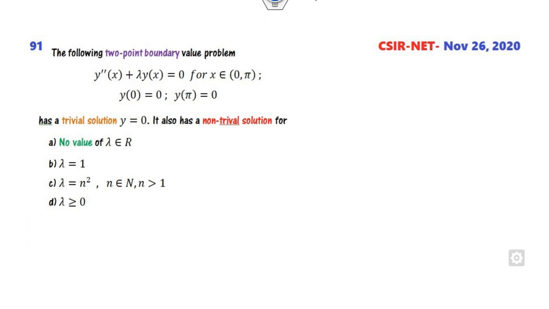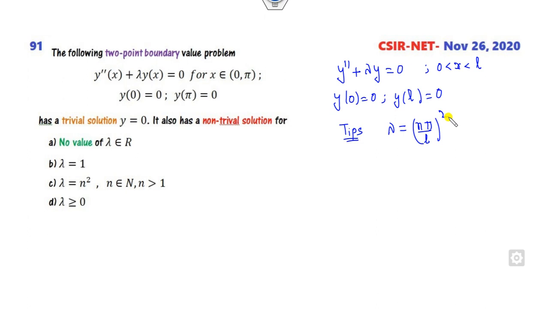Now this is the second kind of eigenvalue problem. I already explained in my previous lecture, whenever you have a problem of this nature such that y of 0 is 0 and y of L is 0, where x varies from here, then what is the shortcut tip for you? The eigenvalue is always in the form of n pi by L, and the solution is in the form of a constant c times sine n pi by L of x.